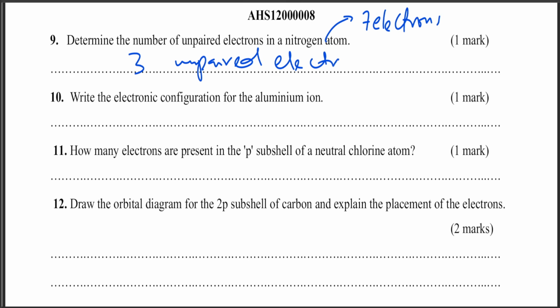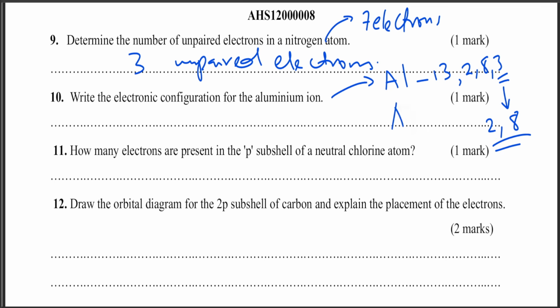Question 10. Write the electronic configuration for the aluminium ion. Aluminium is number 13. The aluminium ion is going to lose 3 electrons. It is much easier to lose electrons, and therefore it becomes aluminium 3 plus but with 10 electrons.